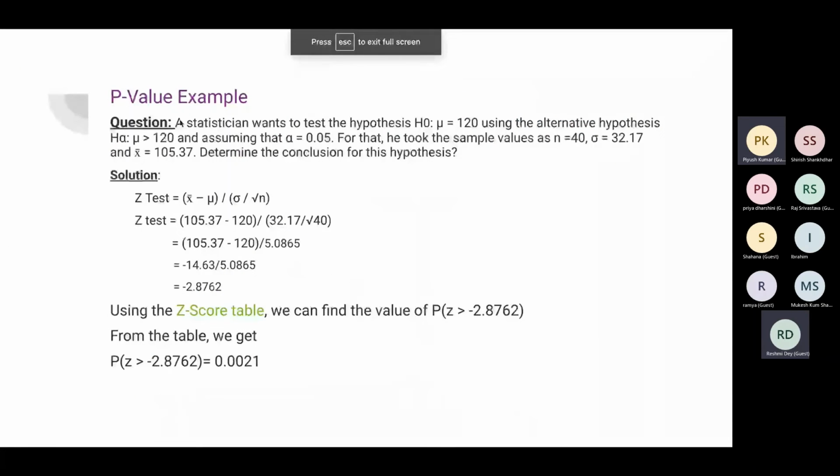Here, the question is that a statistician wants to test the hypothesis that our null hypothesis is H naught: mu equals 120, using the alternative hypothesis H alpha: mu is greater than 120. Assuming that the level of significance is 0.05, he took samples with sample size 40, sigma 32.17 and sample mean 105.37. Now we need to conclude the hypothesis for this.